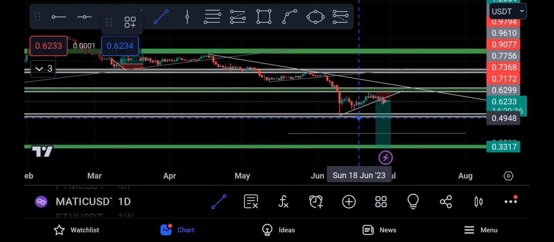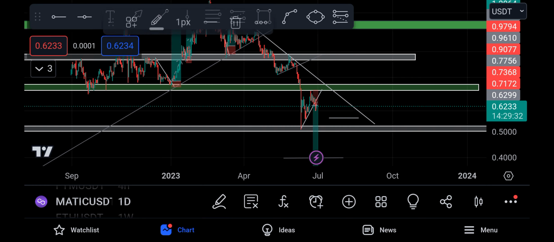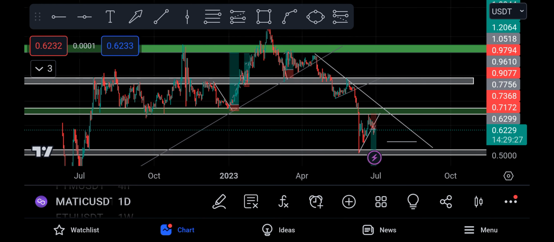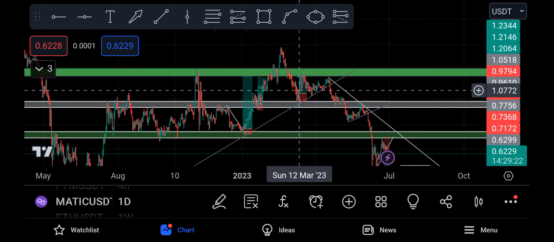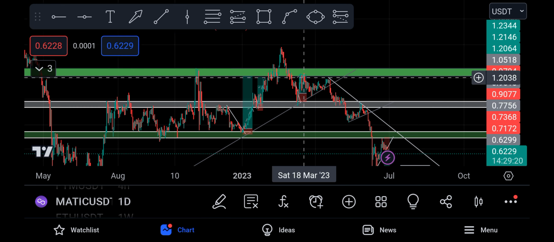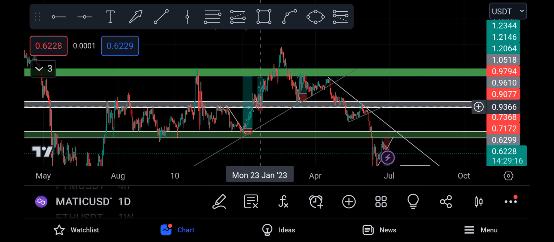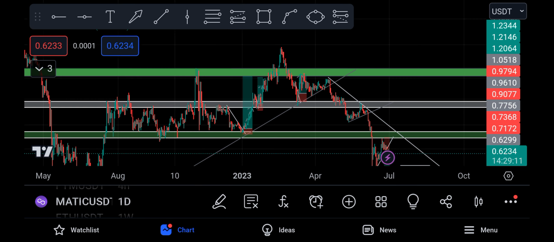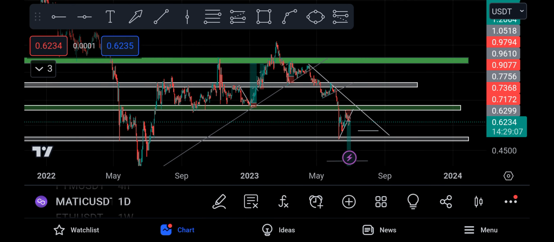We see how we went down. So this is the daily time frame. See how we came down. We deviated from this uptrend, this level, came down, retested this level, and then started going down. Broke this support level, retested. Matic has definitely been very sweet and smooth for the past few months now.